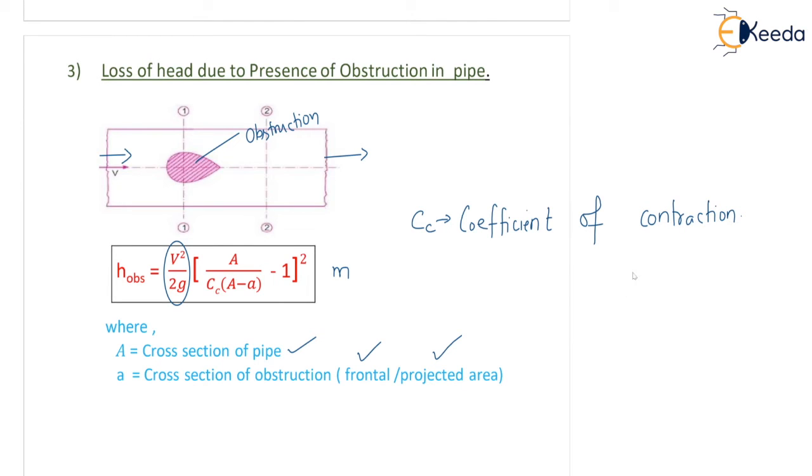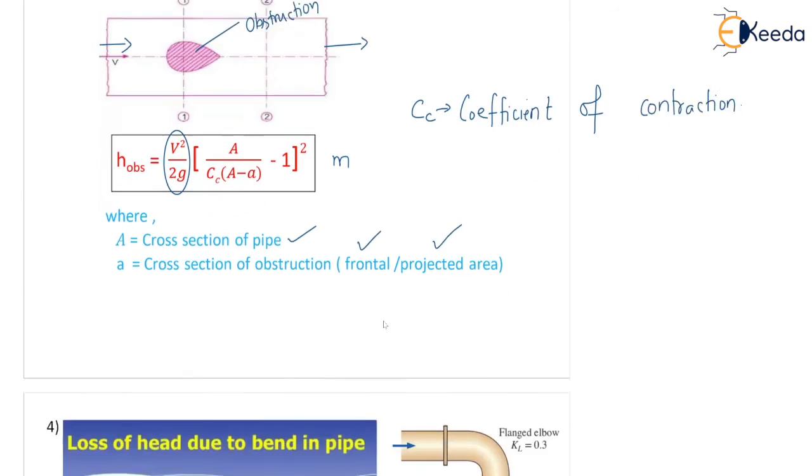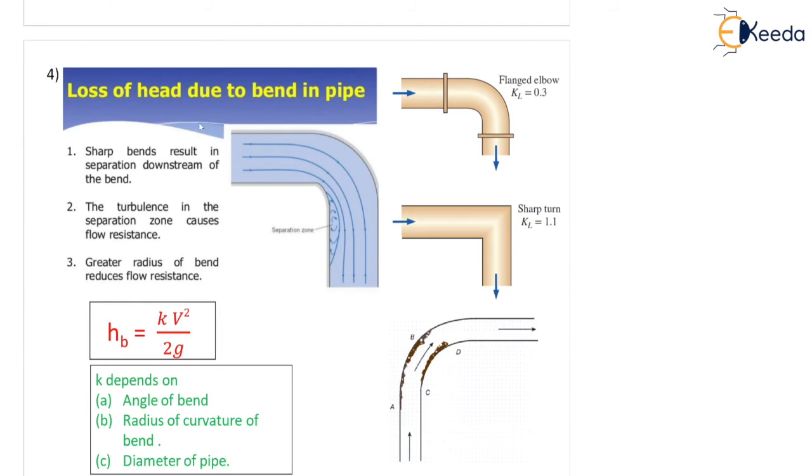Okay, we'll go and see the next slide for the next case: loss of head due to bend in the pipe. You can see the separation zone in the pipe here, correct? It is a turbulence separation zone. So what is the angle of turn here? Almost 90 degrees, correct?